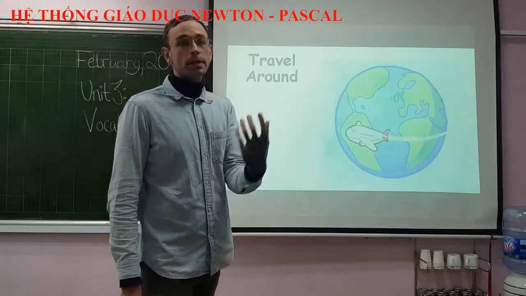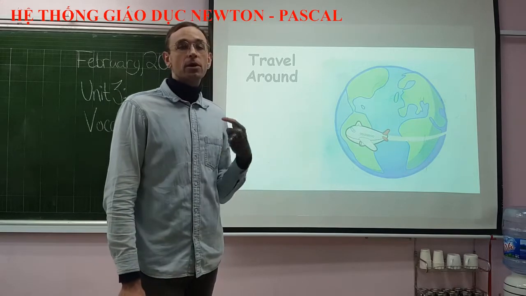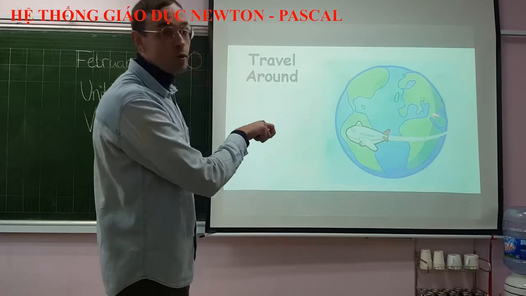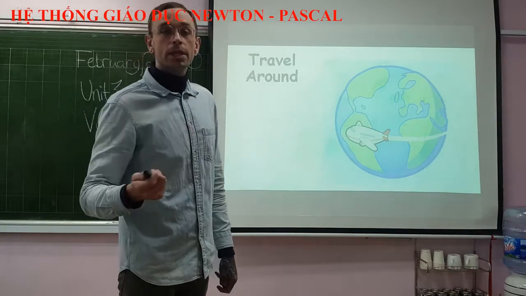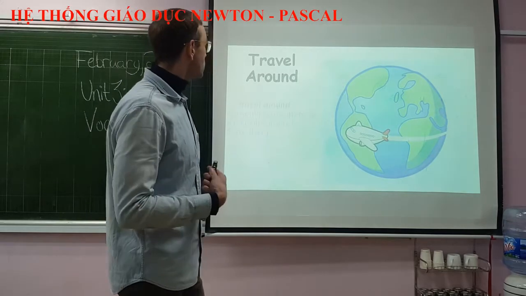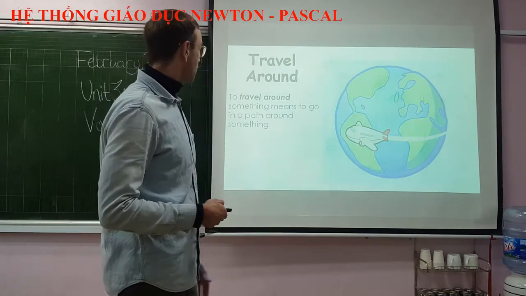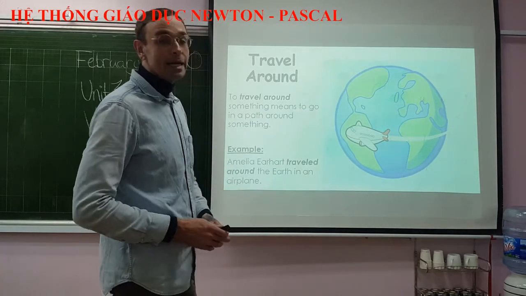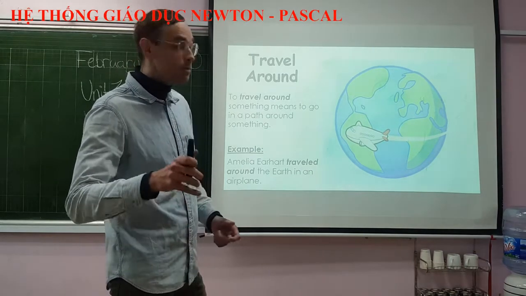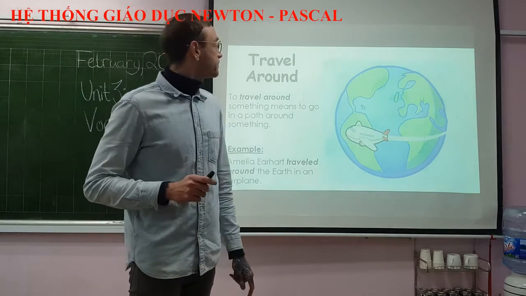When the Earth orbits around the sun, we can say that another way. We can say that the Earth travels around the sun, just like this airplane is traveling around the Earth, and just like the moon travels around the Earth in its orbit. To travel around something means to go in a path around something. In an example sentence, Amelia Earhart, who was a very, very famous pilot from many years ago, traveled around the Earth in an airplane. Okay?